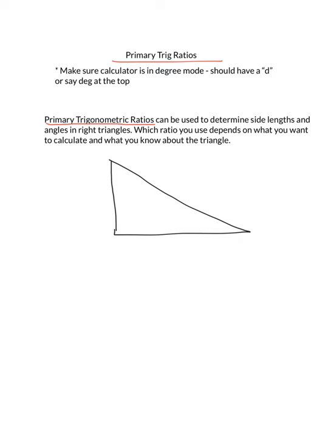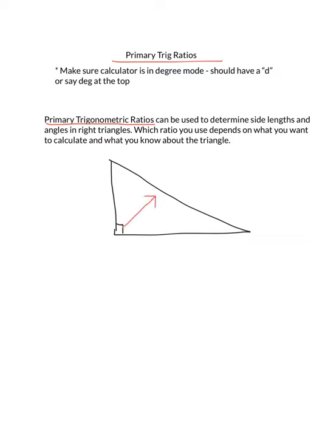Primary trigonometric ratios can be used to determine side lengths and angles in right triangles. Which ratio you use depends on what you want to calculate and what you know about the triangle. The first thing that we need to talk about is that primary trig ratios can only be used for right angle triangles, so only that 90-degree triangle. Labeling the triangle is very important. The first side that we could label is the hypotenuse.